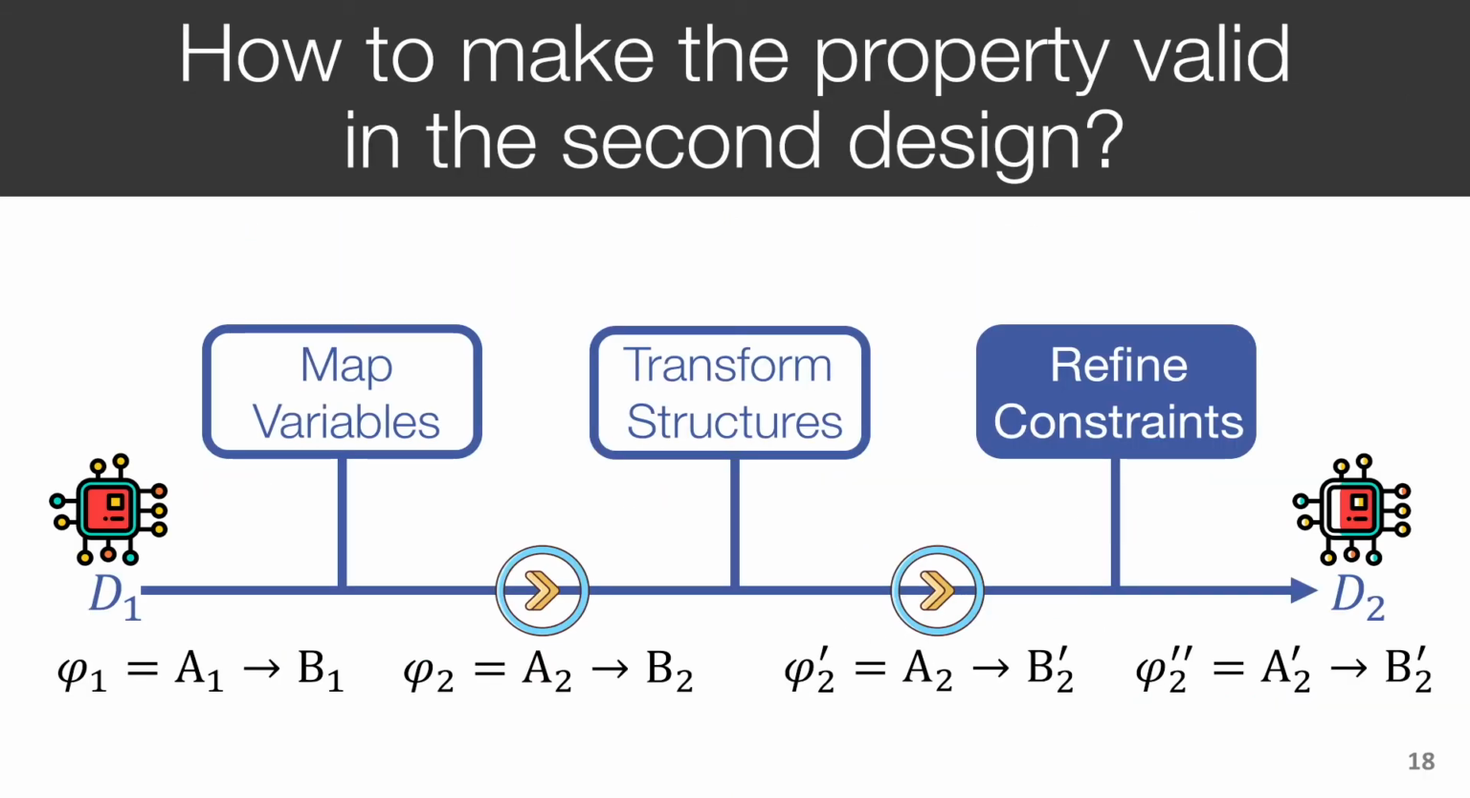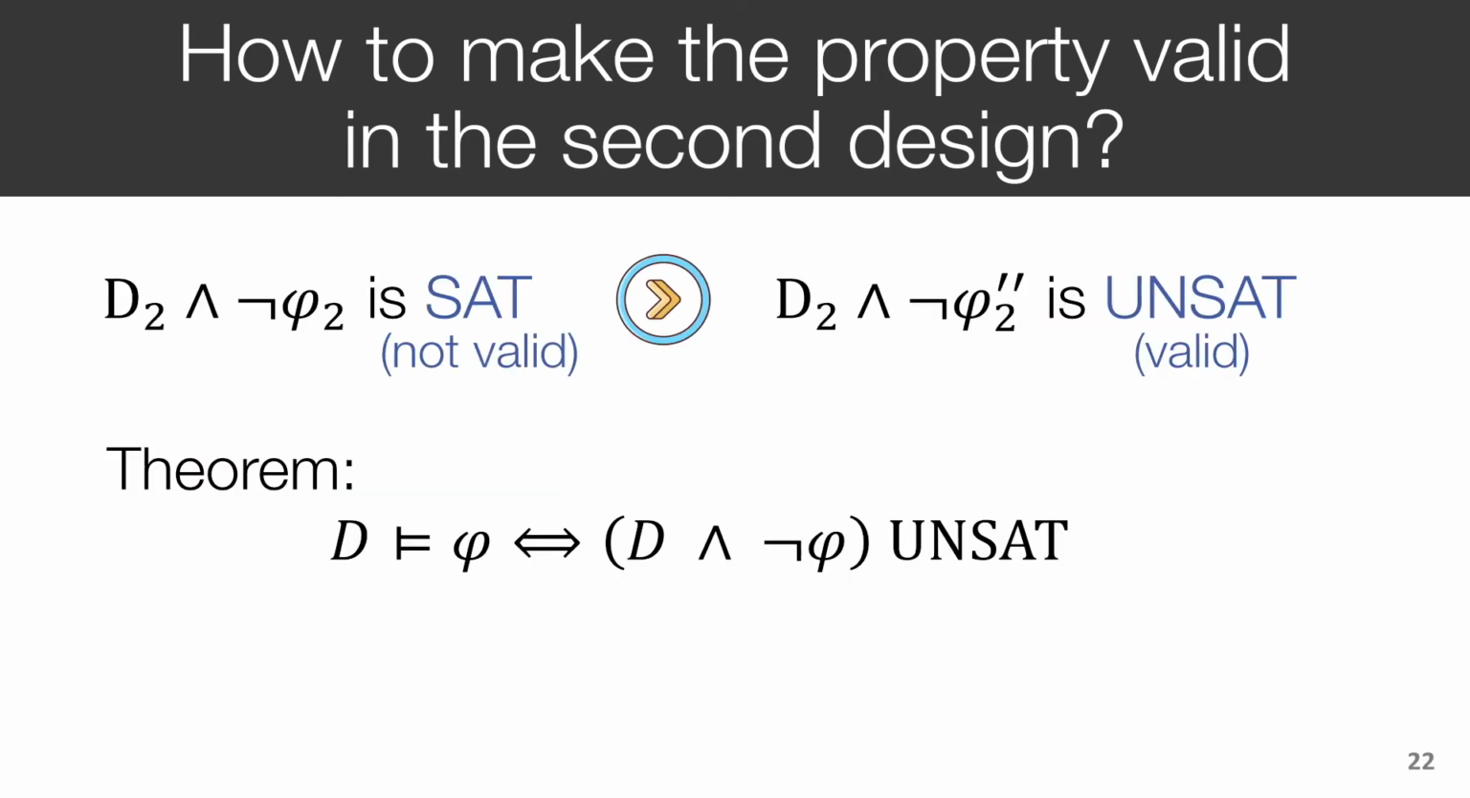And after this step, we get some properties for the second design. However, they are not valid and can be wrong. And this is not useful because if the assertion is violated, we don't know whether it is because the assertion is wrong or because there is a bug in the code. These assertions are close to being correct and just need some tweaking, so we add a constraint refinement step to make the assertions valid for the second design.